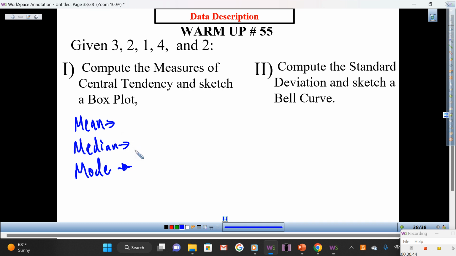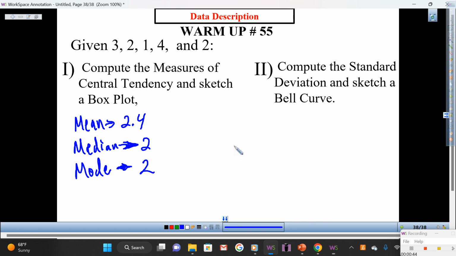Mary, what did you get for the mean? 2.4. Hands if you got that. Looks about right. How about the median? Andres, what'd you get for the median? 2. Hands if you got that. Looks about right. Pass someone for the mode. Yeah, 2 and 2.